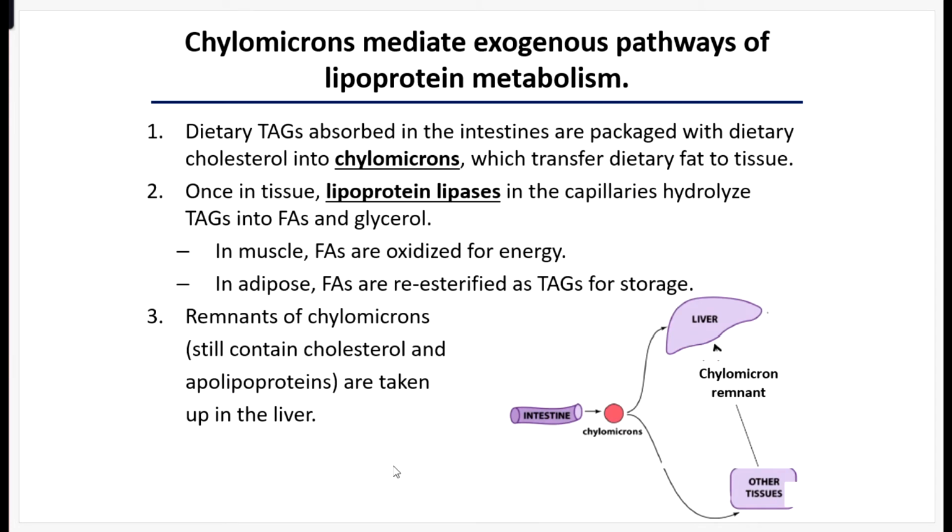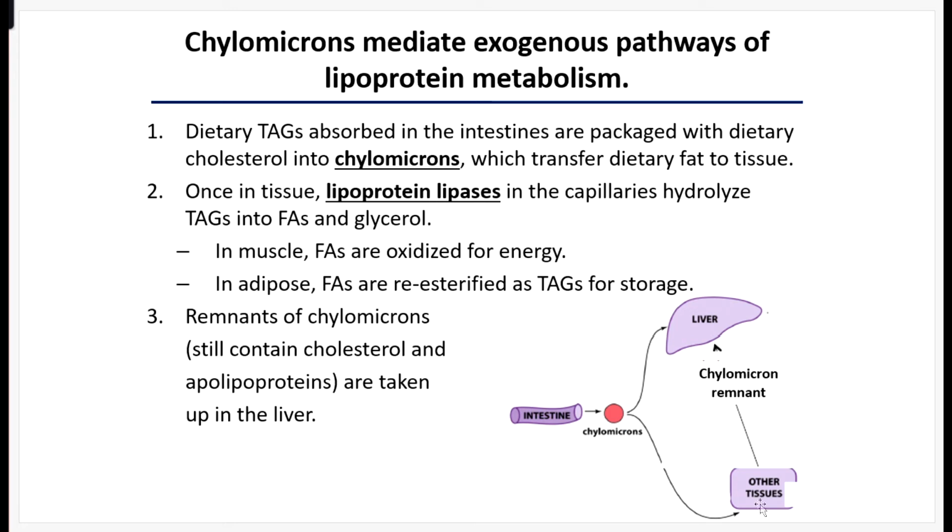Let's take a look at the exogenous pathway and how it relates to lipoproteins. Dietary TAGs are absorbed through the intestinal lining and packaged with cholesterol inside an intestinal epithelial cell. When you mix TAGs with cholesterol and phospholipids, you get a chylomicron. So we absorb fat through the intestine, and within an intestinal cell, chylomicrons are produced.